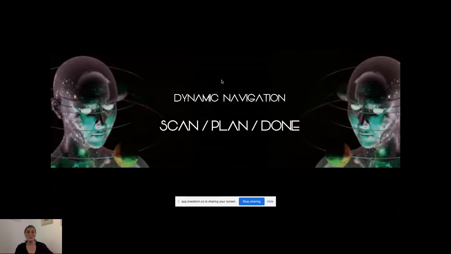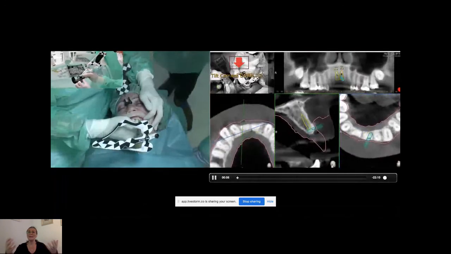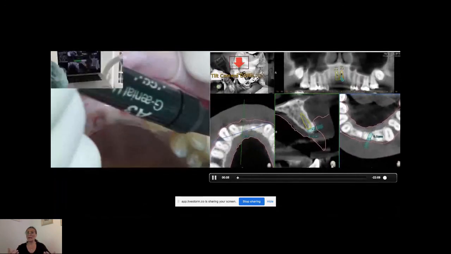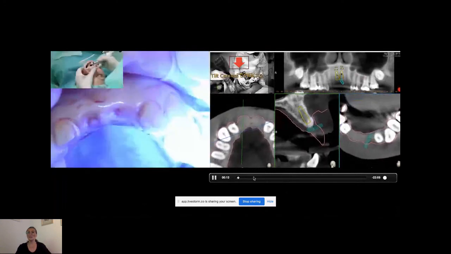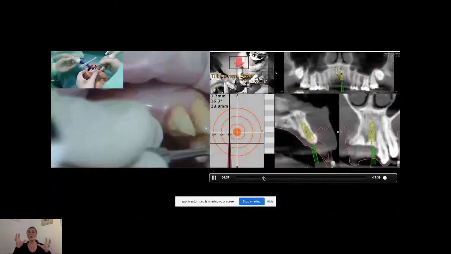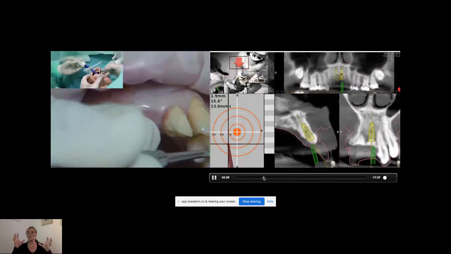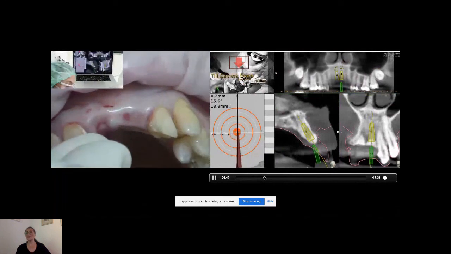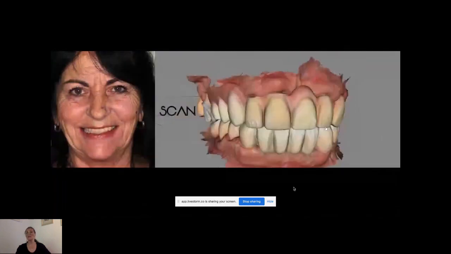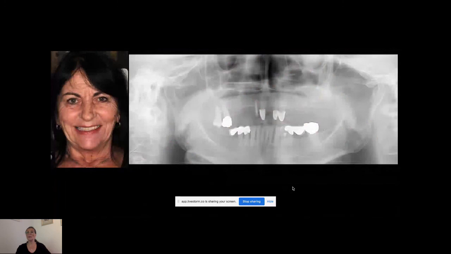Now, dynamic navigation is another navigation technology which doesn't use guides. That means you don't need that delay at the beginning. You can plan and go for the surgery immediately. The technology works in a way that you need a target. You have to follow a three-dimensional target with your drill in order to place the implant in the planned position. So this method needs skills and a learning curve. I agree with that, but it has a couple of advantages.